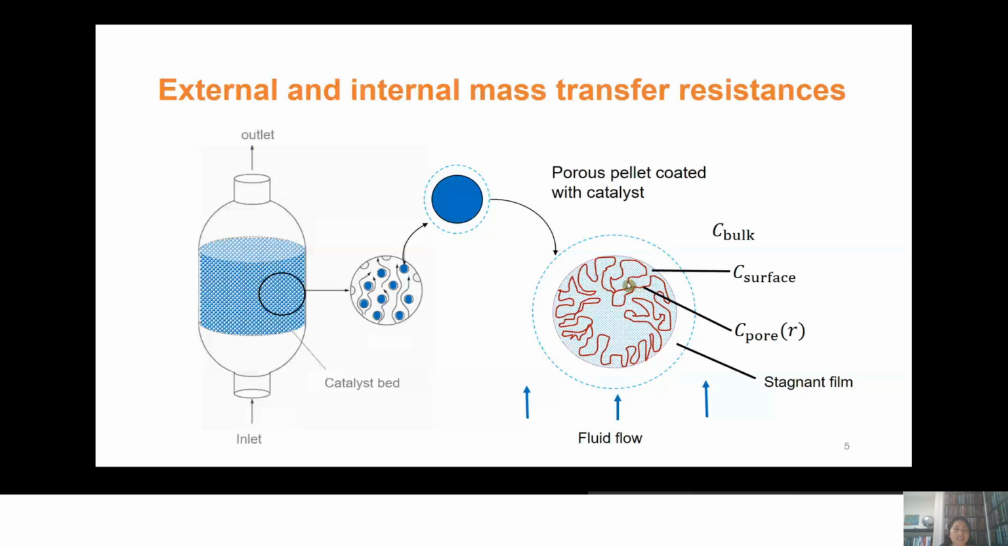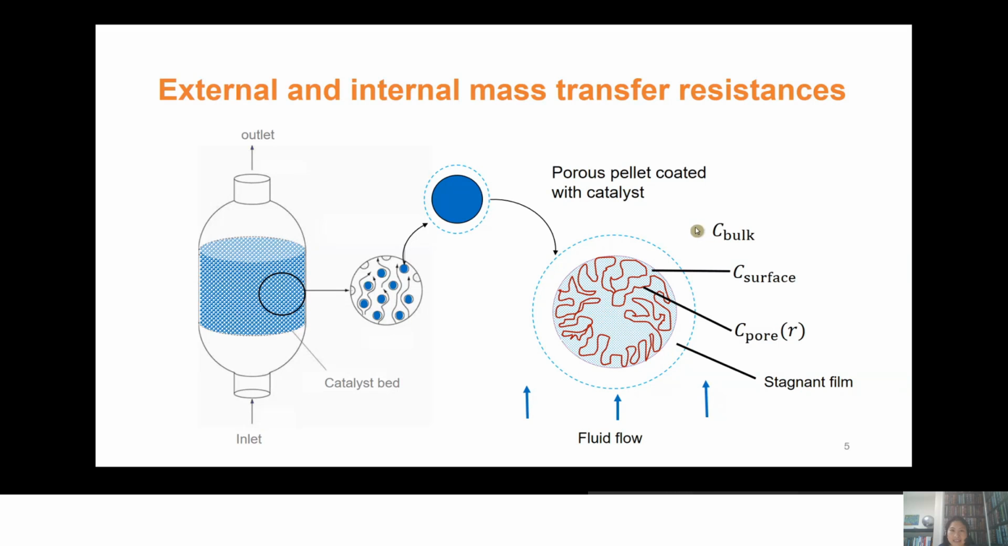Remember that in catalytic processes, the reaction takes place only on the surface of the catalyst. So the reaction takes place on the solid phase. Very little or no reaction takes place in the bulk phase. All of the reaction takes place inside your pellet. So your reactants need to reach the surface of the catalyst pellets.